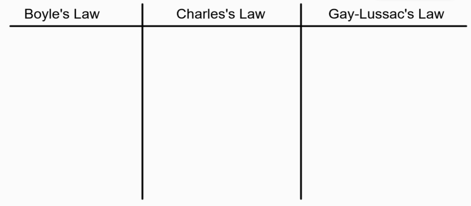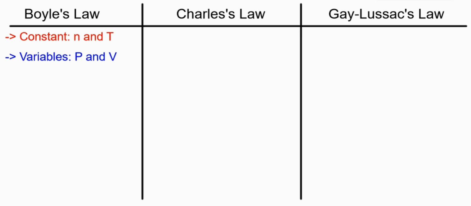So in Boyle's law we hold constant N, which is the number of moles, and the temperature of the gas in question. That leaves two variables free to change in this scenario. And the variables that can change here are pressure and volume.